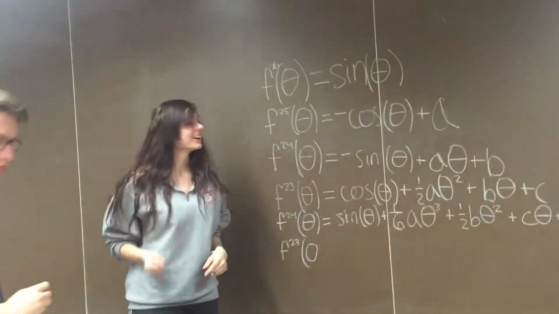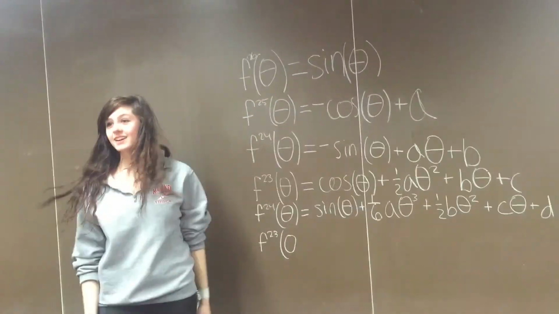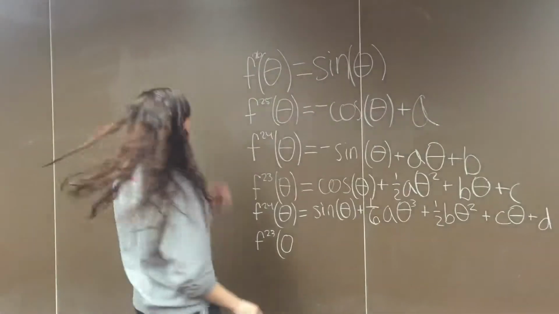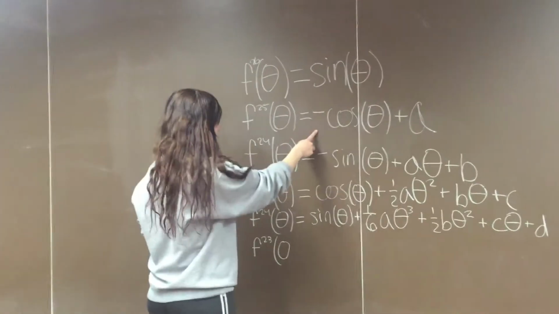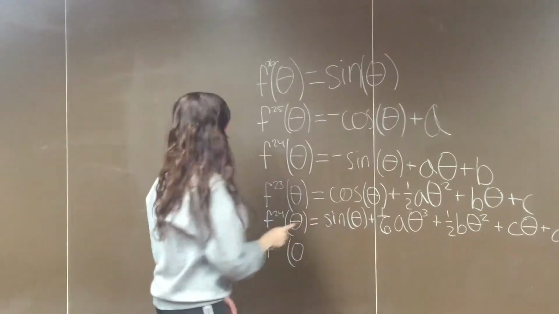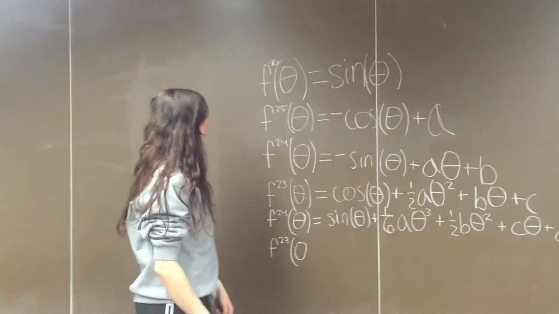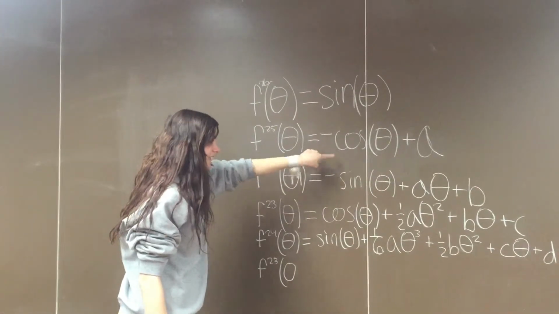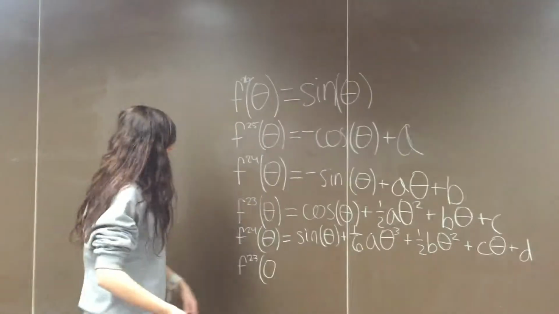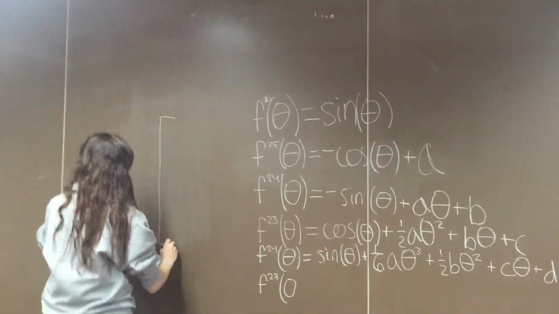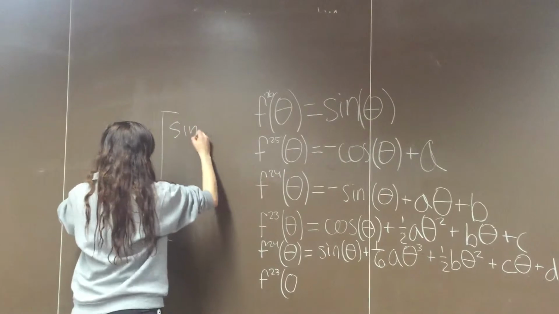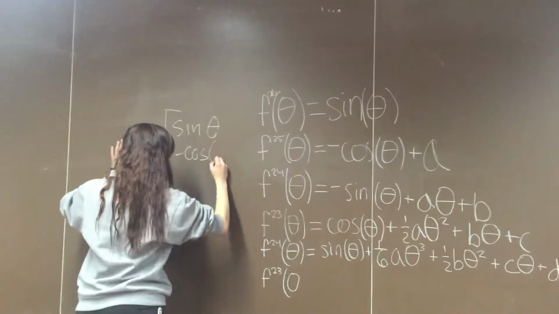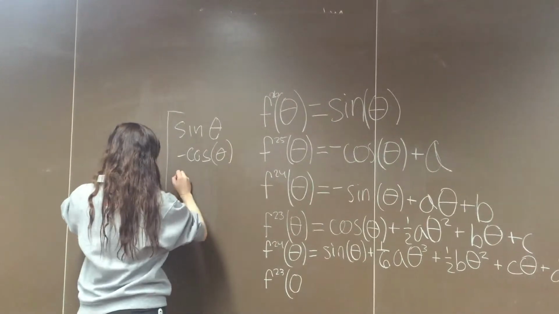Okay. So guys, this is a pattern, right? You see? It's a pattern. So it goes sine, negative cosine, negative sine, cosine, and then back to sine. Because the derivative of negative cosine is sine, and then the derivative of negative sine is negative cosine, and it goes like that. So I'm just gonna put this here, and then I'm gonna go back. Do you guys get it?